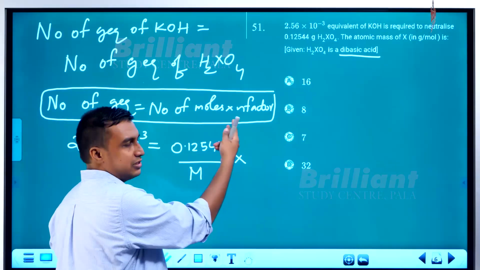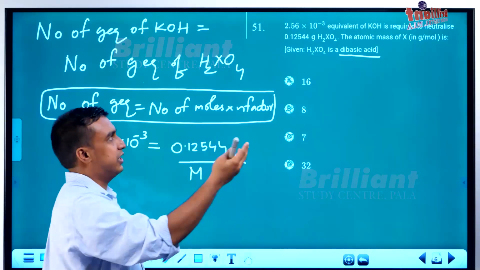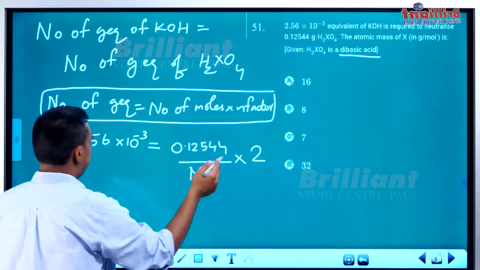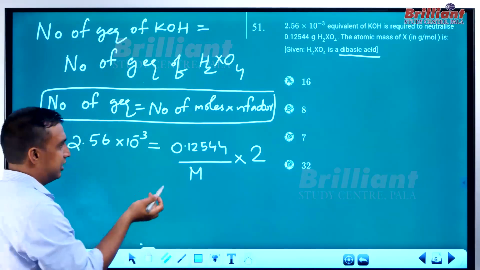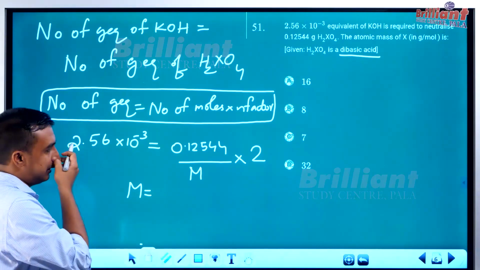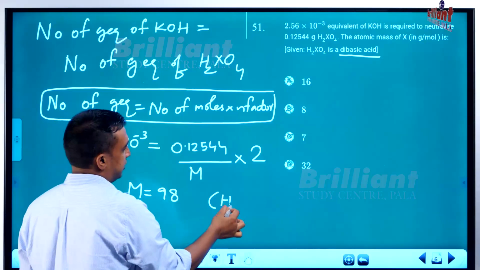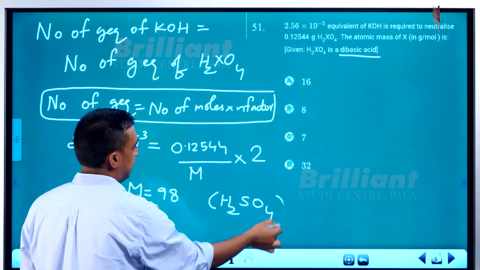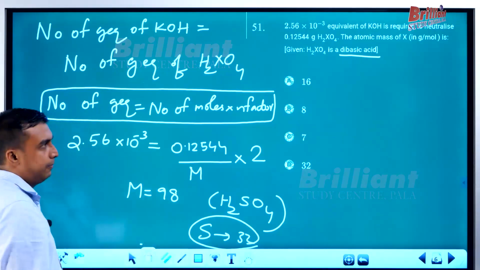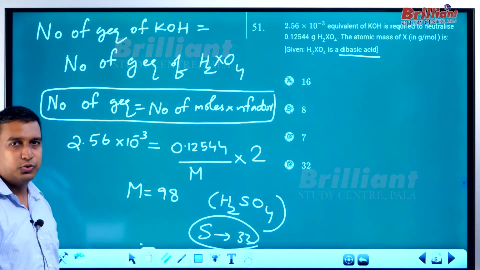So the n factor is the basicity of your acid, or the n factor for an acid is the number of replaceable H plus ions. In H2XO4 it is clearly stated that there are 2, dibasic. If you solve this, you will get the molecular weight. You can solve this yourself. If you solve it properly, you will get that M comes to 98. If M comes to 98, then it has to be H2SO4. Automatically, you will get sulfur's atomic weight as 32. This is the method so that you have an idea of how to do it.